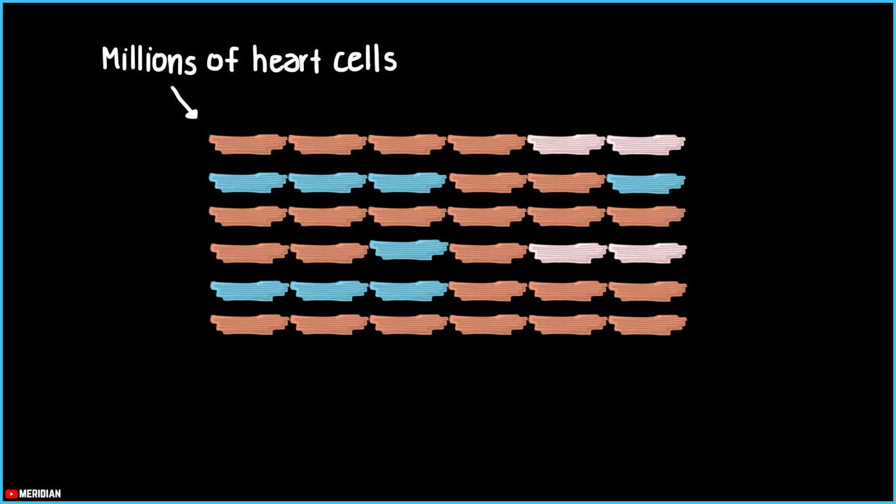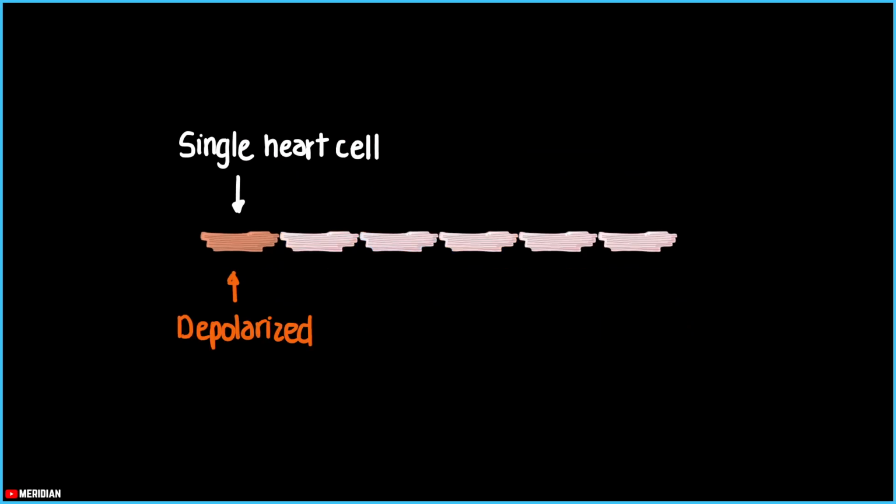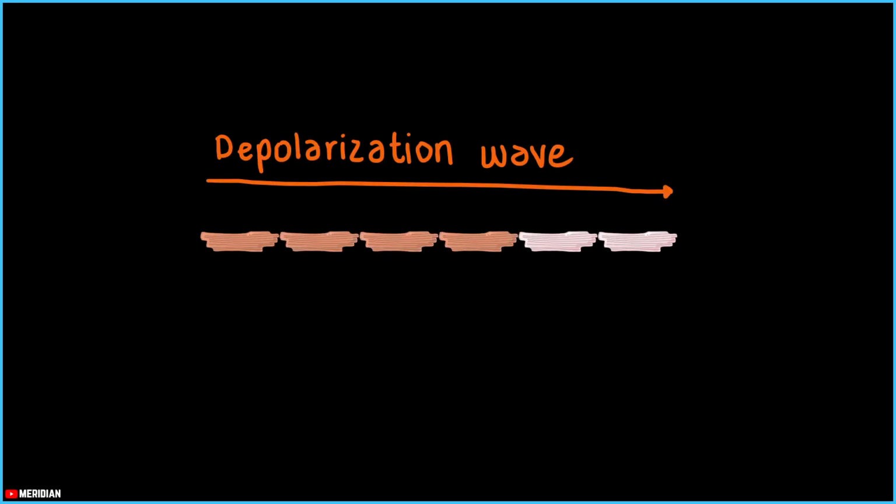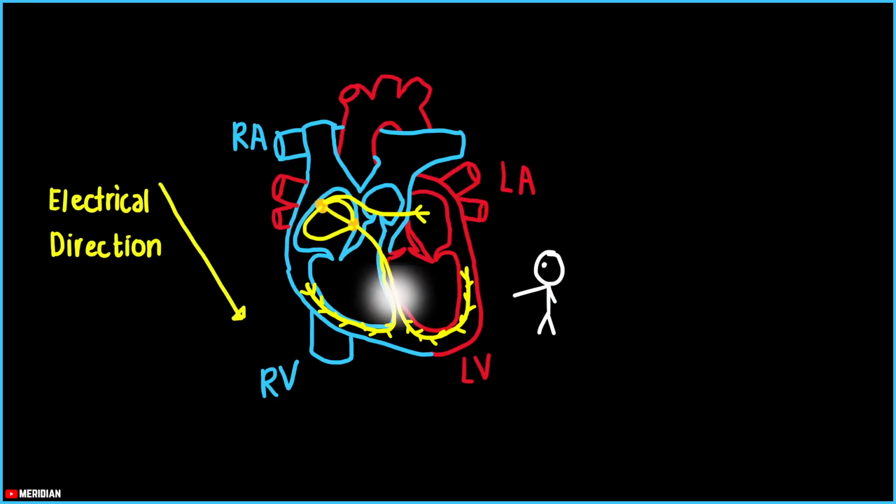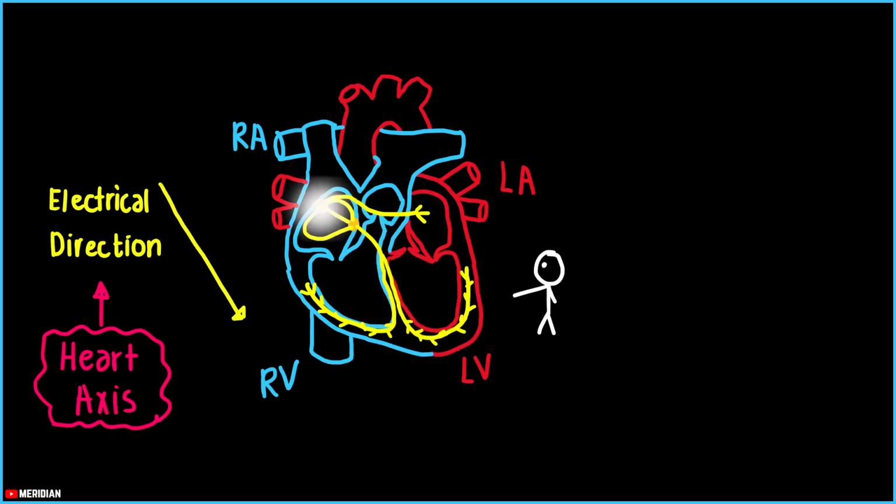Every heartbeat involves millions of cells firing together. Each one contributes a tiny electrical push in a specific direction. Add all of those directions together and you get one overall direction. That direction is the net direction electricity travels through the ventricles during the heartbeat. That's what we call the heart axis.